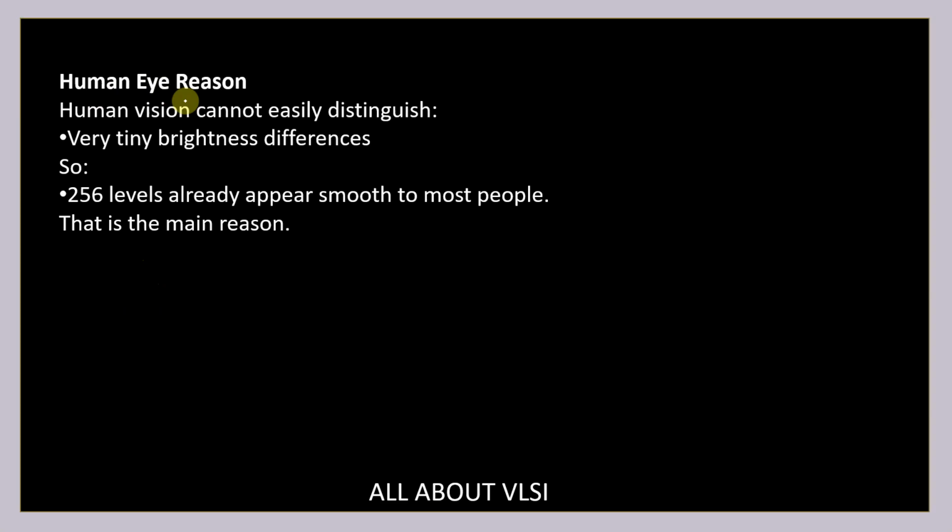The main reason is our human eye. Human vision cannot easily distinguish very tiny brightness differences. Suppose different reds have very tiny brightness differences; our eye cannot distinguish them. So that's the reason 256 levels appear very smooth to most people. That's the reason we are confined to only 8 bits, which means 2 power 8, that is 256 levels, right?